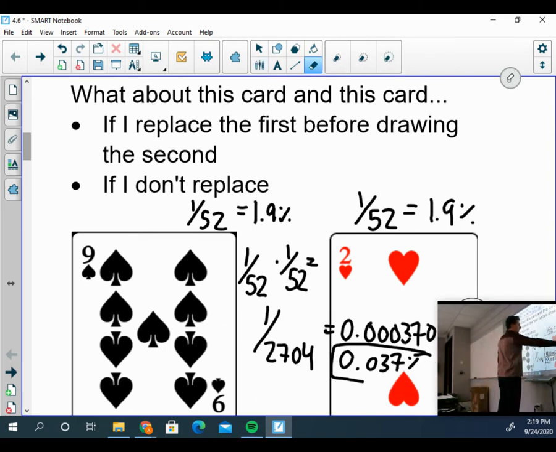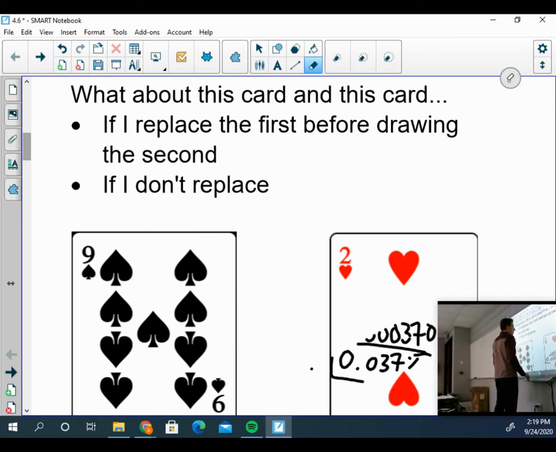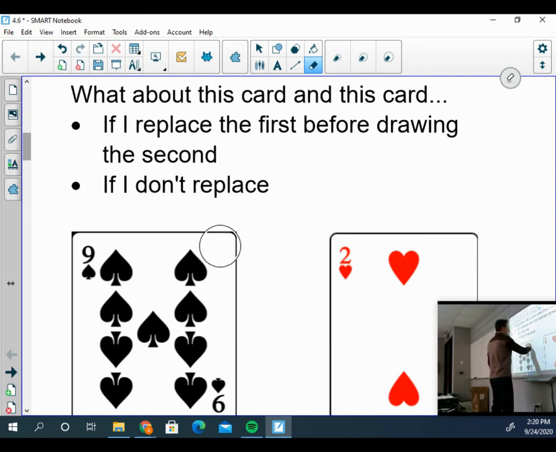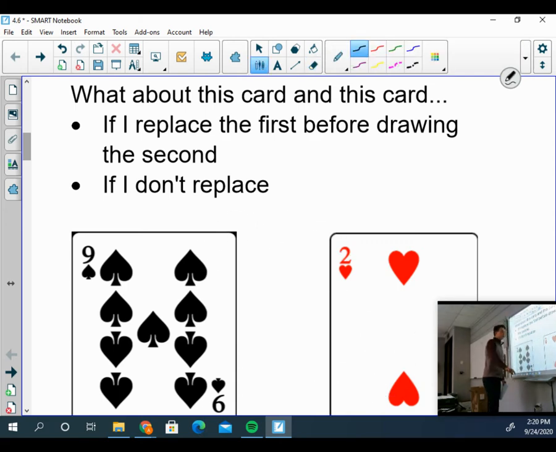Okay? Let's talk about the second scenario here. What if I don't replace the card? Well, let's start at the beginning. What are the chances of me drawing a 9 of spades? Again, you know this is 1 in 52.